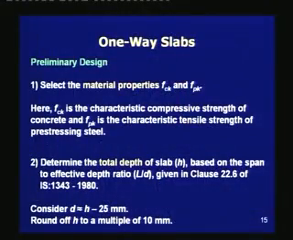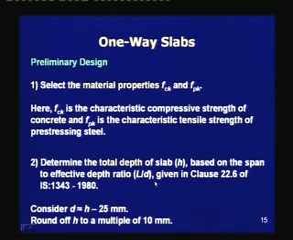Before starting a project, the grade of concrete and the type of prestressing steel is fixed during the contractual process, and from that we know the values of FCK and FPK. Second, determine the total depth of the slab, which we shall denote as H, based on the span to effective depth ratio given in clause 22.6 of IS 1343/1980.